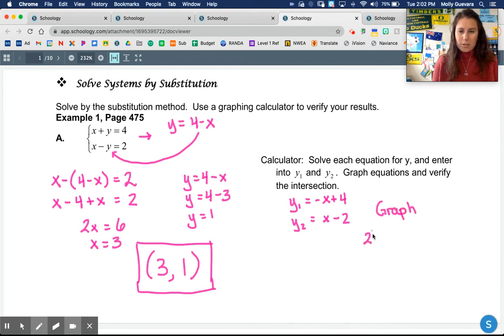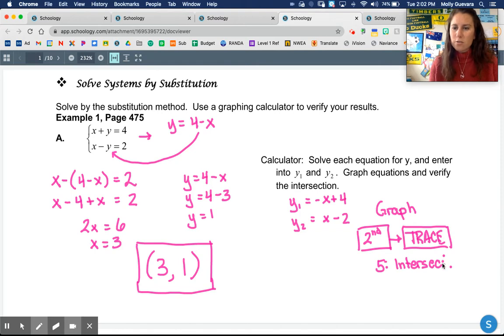After it's graphed, you're going to go second. That's a button, right? And then trace. Also a button. And you're going to choose option 5, which is intersect. So I want to find where these two graphs intersect, right? It'll ask you to do the left bound and the right bound and the guess and all that stuff. And then it'll tell you the point of intersection. So you can check your work on a graphing calculator that way. And here it says use a graphing calculator to verify.